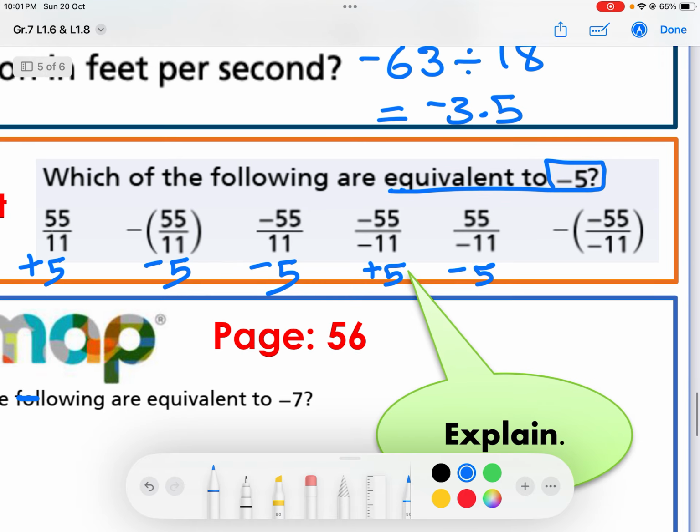And this one, I will calculate it first. 55 divided by 11, that's a 5. That will be positive, okay? Because negative and negative turn into positive. Same sign, we are happy. But I have a negative outside, so the final answer will be negative 5. So which one is equal to negative 5? We can say this one, this one, this one, and this one.